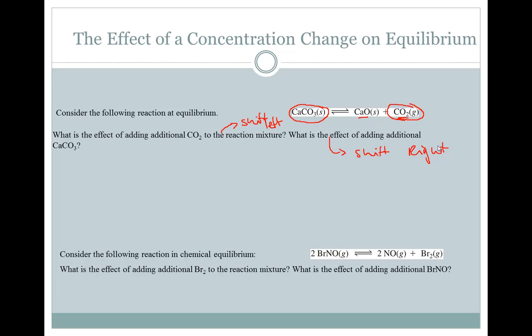Let's do another one. Considering this equation in the bottom. What's the effect of additional bromine? Once again, bromine is on the right-hand side. Therefore, the equation is going to shift in a direction to try to relieve that stress. So since it's on the right, it's going to shift to the left. What's the effect of adding additional BrNO right here? It's on the left-hand side. It's going to shift to the right to relieve the stress.